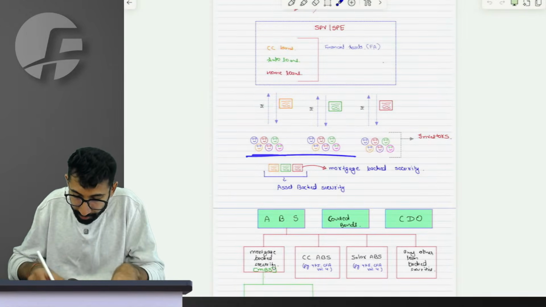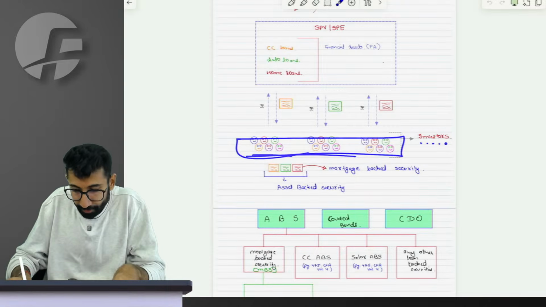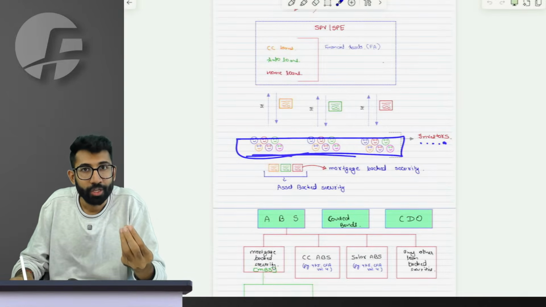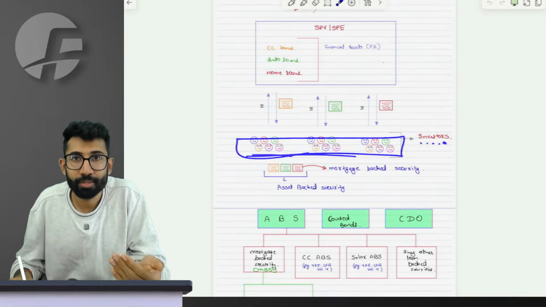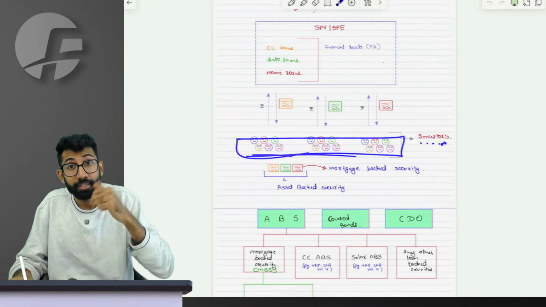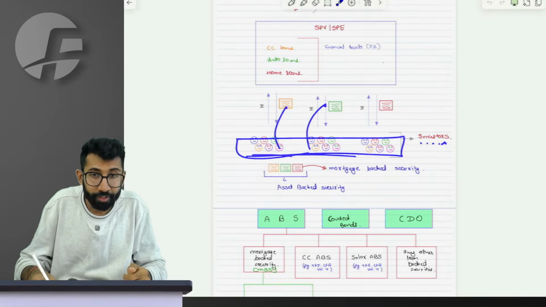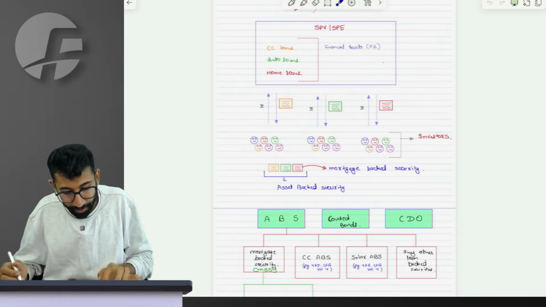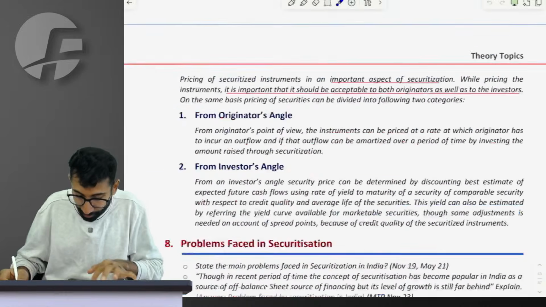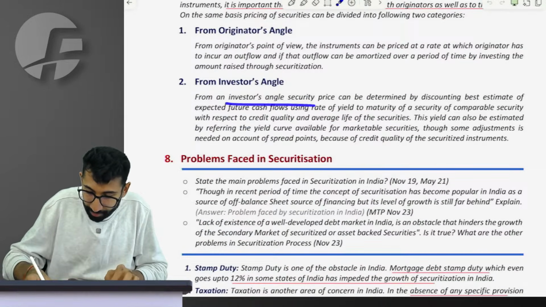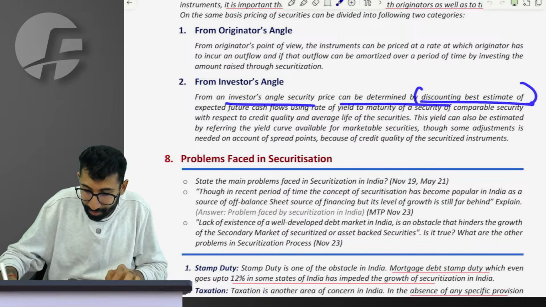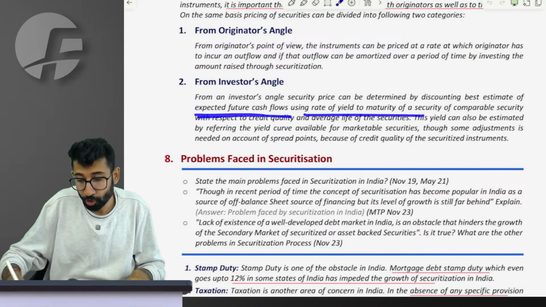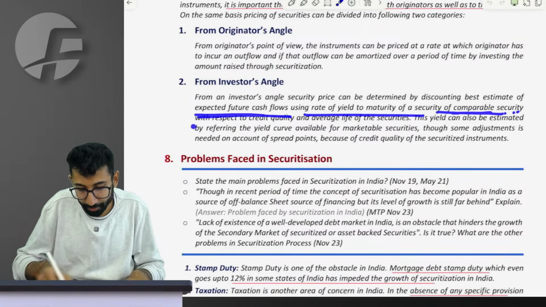Sir, first, from the perspective of the investor, it's really easy: present value of future cash flows. When you invest, you will receive some future cash flow. So let's apply the fundamental rule: the present value of future cash flow is the value of any security. So from the investor's angle, price can be determined by discounting the best estimate of future cash flow using the YTM, yield to maturity, of a comparable security.